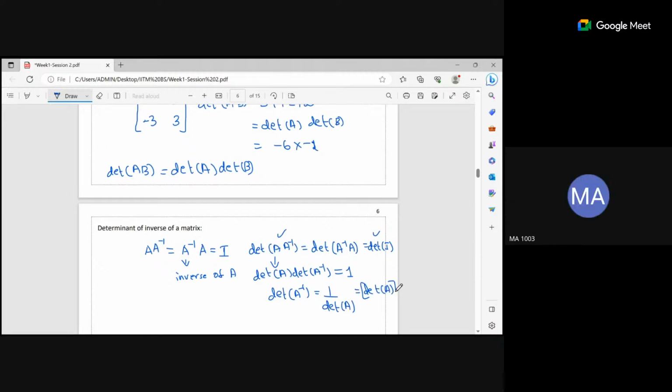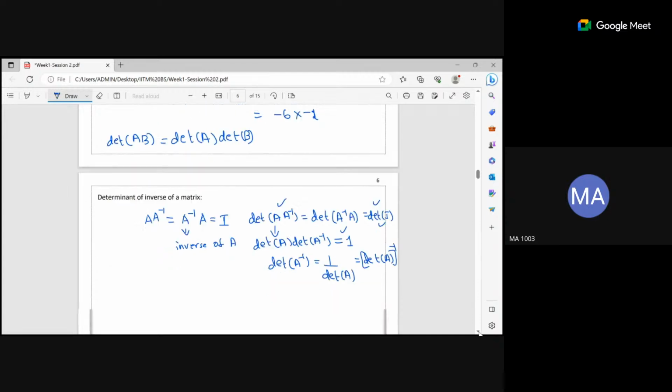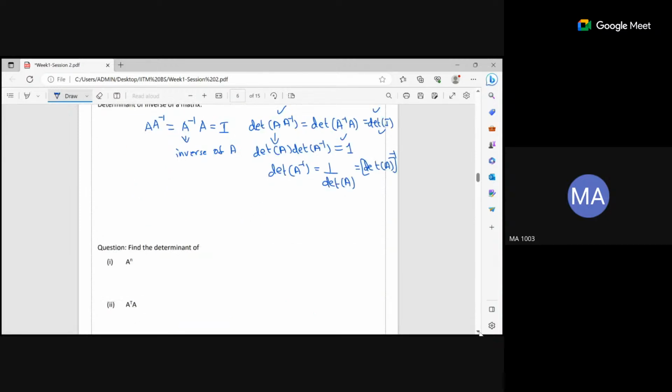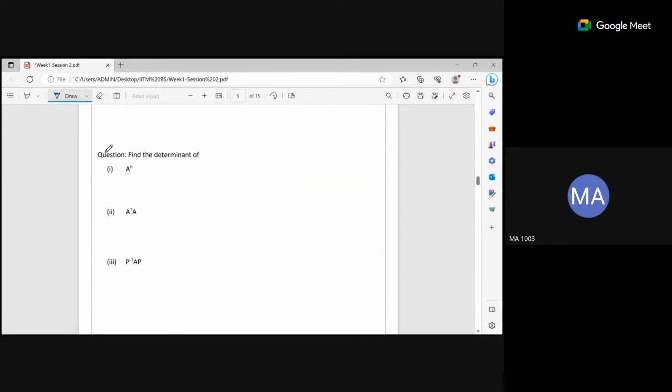The same you can verify if you consider the other part, A inverse A, alone. Shall we verify it for the same matrix which you have considered here? Maybe the inverse we have not yet taught, so I will not go to the inverse of a matrix.